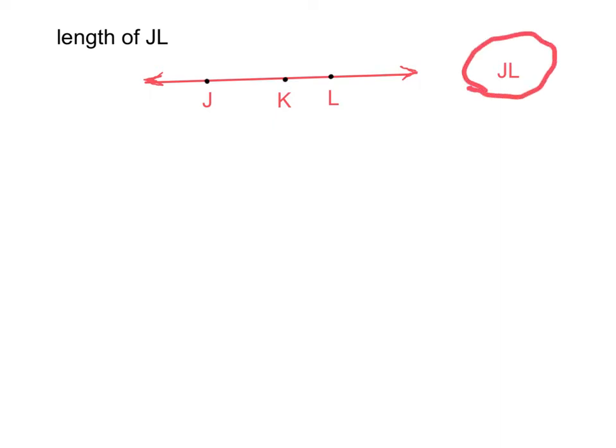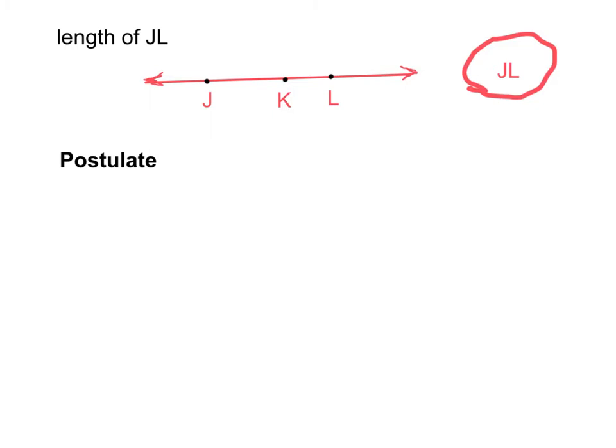Notice there's no line above the J and the L. There's no arrows or anything like that. So if you just see the two letters, we're going to refer to it as the length or the distance between J and L. Now one other thing to consider is the fact that the length is always going to be positive. There's no such thing as a negative length, okay? So even though we're going to equate this to potentially a number line, remember that the length is always a positive number.